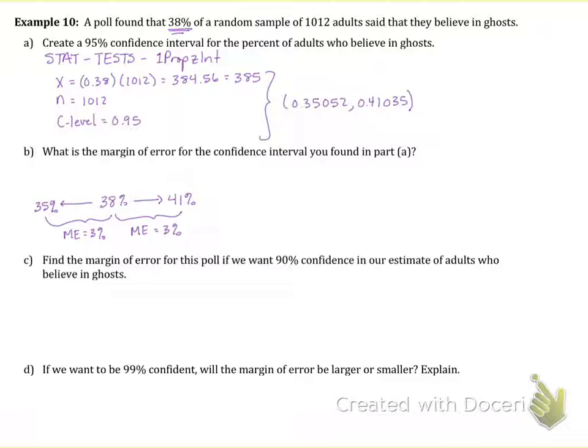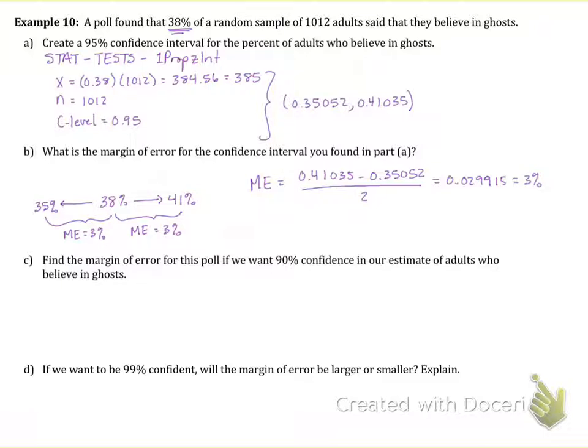So another way that you can find this is if you just start with the interval, then the margin of error would be the upper bound, that 0.41035, minus the smaller one divided by 2. Because remember, the margin of error is half the distance of this full interval. And so if you do this, you get 0.029915, and you'll see that that rounds to 3%. So 3% is our margin of error.